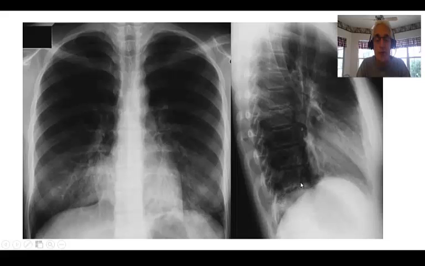The diaphragm is obscured because there is a left lower lobe pneumonia. So we're losing that left diaphragm. The patient has both the right middle lobe, obscuring that heart border on the right, and the left lower lobe pneumonia, both infiltrates.